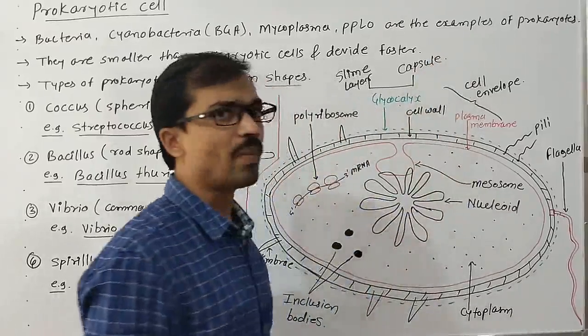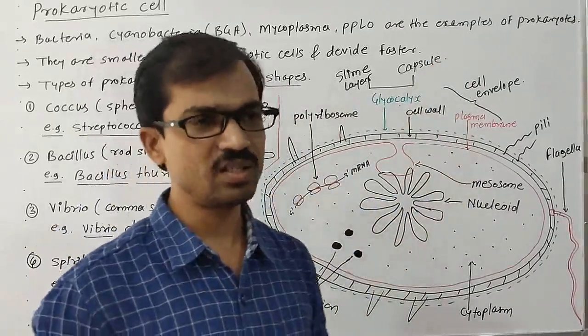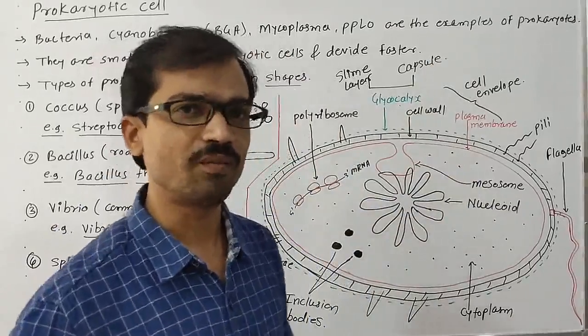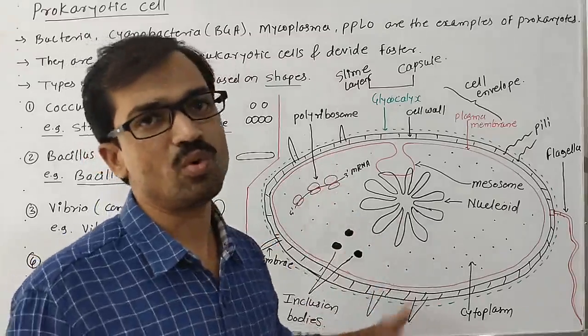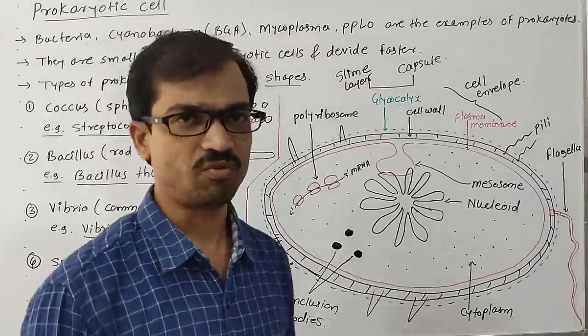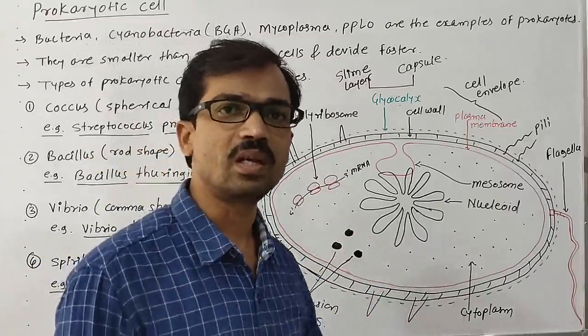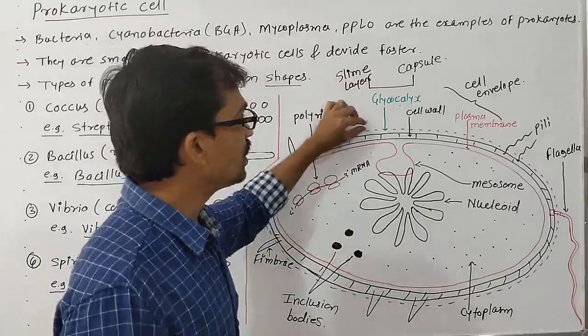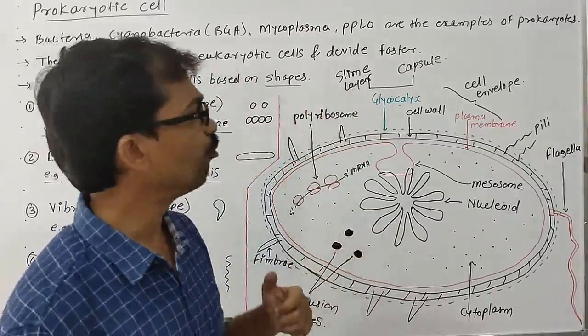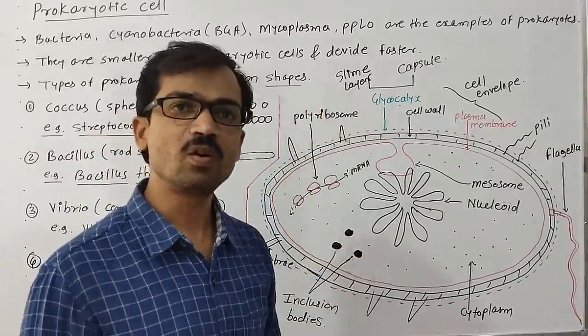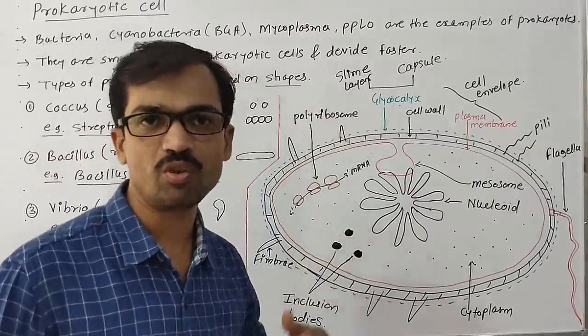And capsulated bacteria are very resistant to the immune systems of mammalian bodies, and they are actually more virulent or dangerous for human beings and other mammals. So these capsules or slime layers protect the bacteria from the immune system of their host cells, the host which they infect.